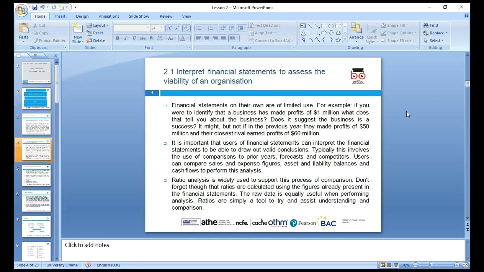Financial statements on their own are of limited use, of course. For example, if you were to identify that a business has made a profit of 1 million, what does that tell you about the business? If I say I have 1 million profit, are you happy to invest?